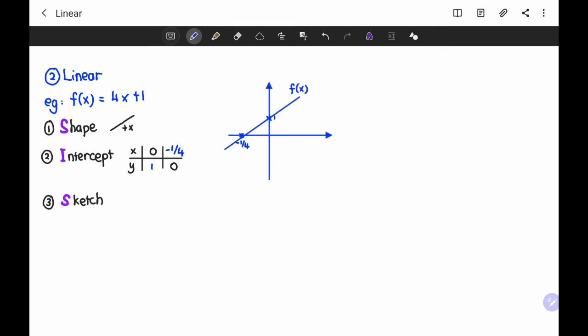Okay, we look next example. We have f(x) equals negative 4x plus 1 where condition is x less than 5. Okay, so remember we use method SIS as the shape. Okay, shape sekarang tengok x kamu negatif, so dia turun. Okay, second kita find intercept.